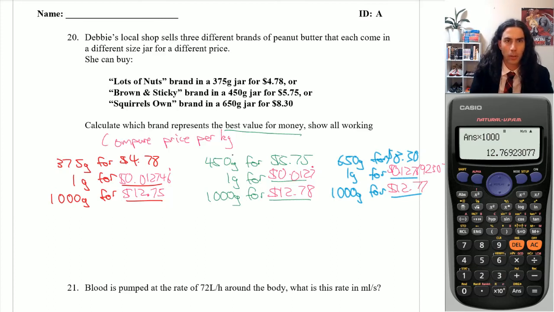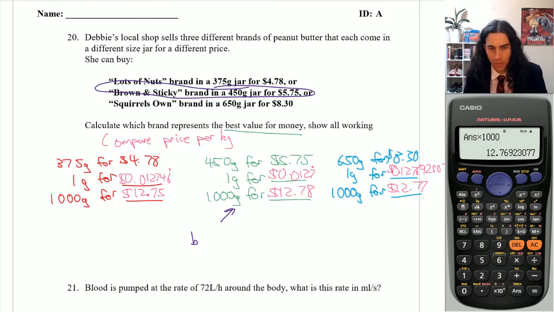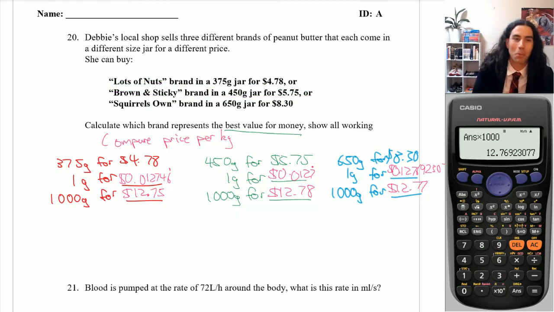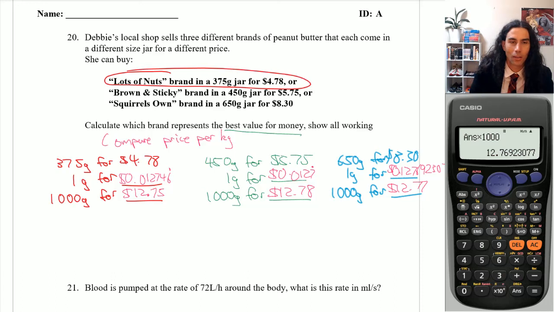Best value for money is the one in the middle. Best value. Whoa, whoa, whoa, that's the worst value. What am I doing? I want to pay the most. I want to pay the most I can possibly pay. No, lots of nuts. I want to pay as small an amount per kilo as possible.